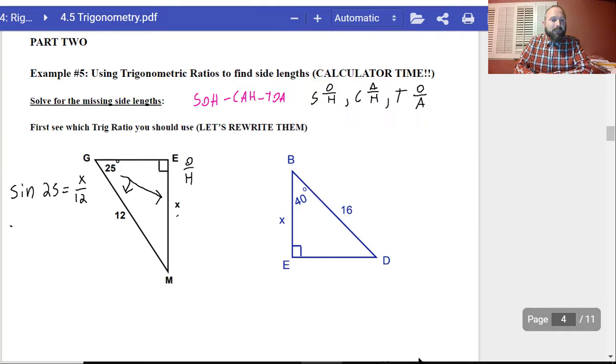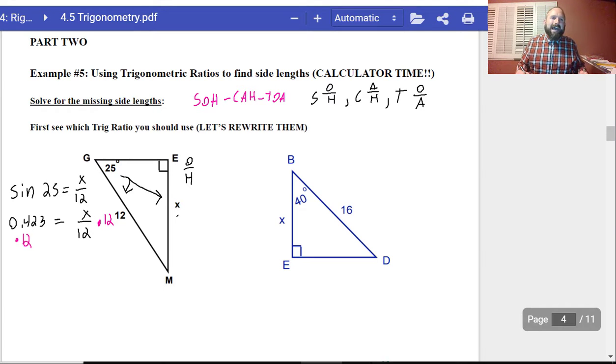So plug it in. And we get 0.423. So I'm going to put 0.423 is equal to x divided by 12. Now we don't want to solve for x divided by 12. We want to solve for x. So what is happening to x when we have x divided by 12? It's dividing. So what's the opposite of dividing? Multiplying.